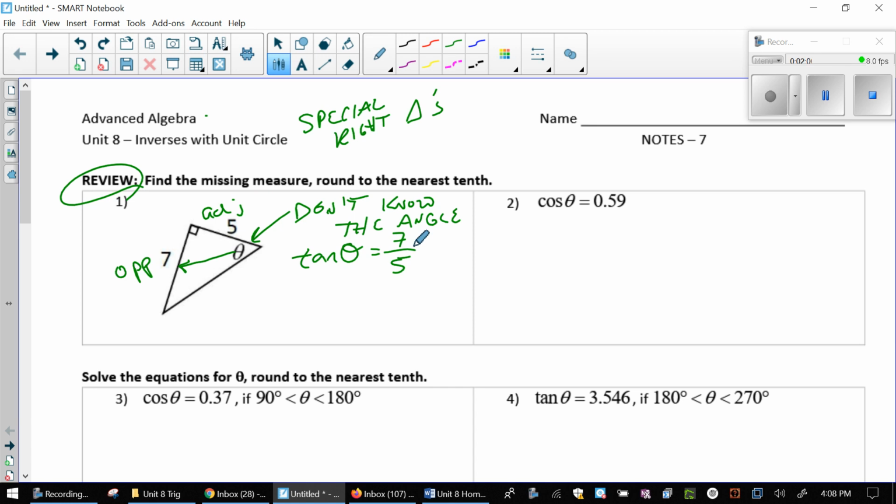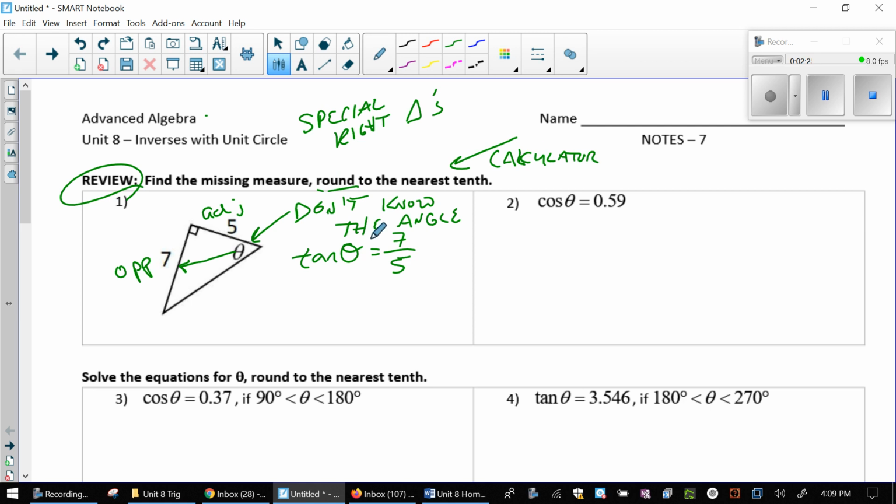All right. Now, in order to do this, we use our inverse trig function. So this is where you're going to need your calculator. If you don't have it, please get it out. Notice up here the directions, it says round. When we say round to the nearest tenth, that means you're going to use your calculator. If it says exact, it means that you are not going to use your calculator. You're going to use your special right triangles or your unit circle.